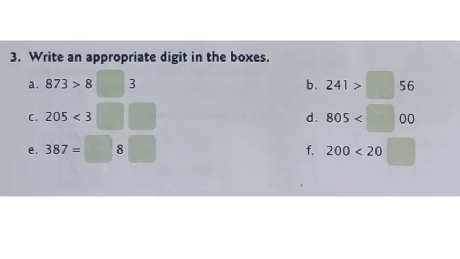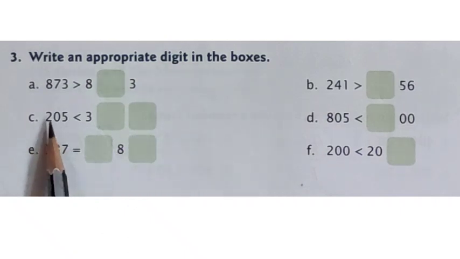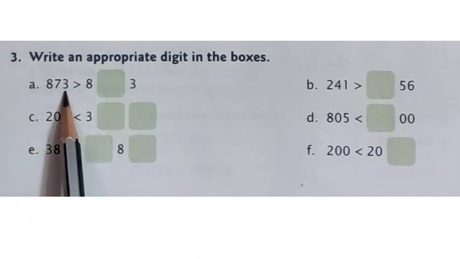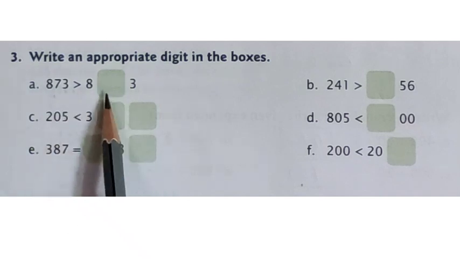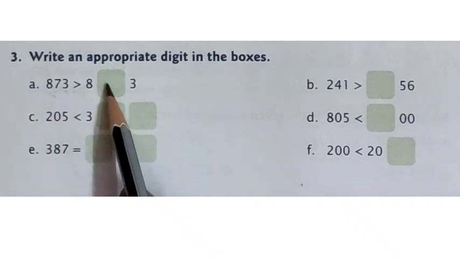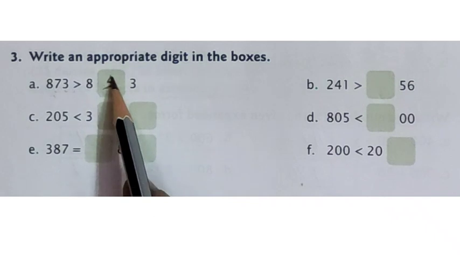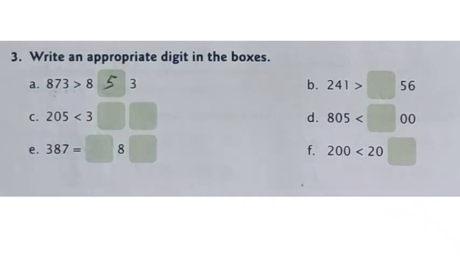Now let's move to the third question. Write an appropriate digit in the boxes. Here the first question, 873 is greater than, that means this number is greater. Here tens place is empty. So you have to write less than this number. Let me write 5. So 1 to 6, any number you can write, but not 7. So 853.